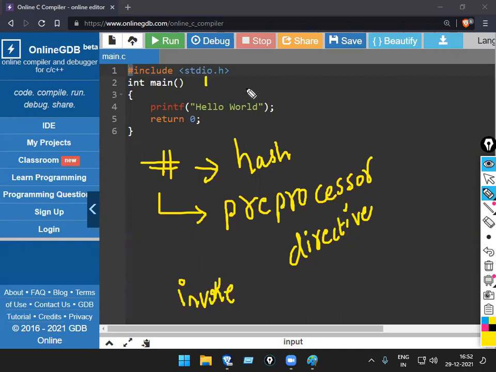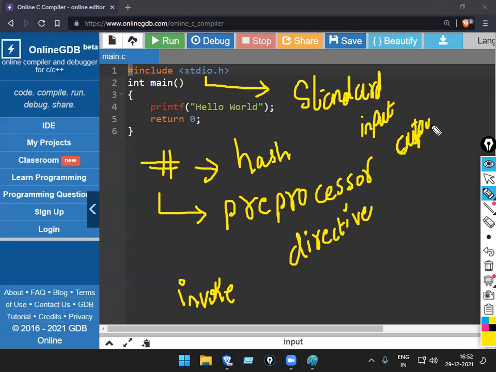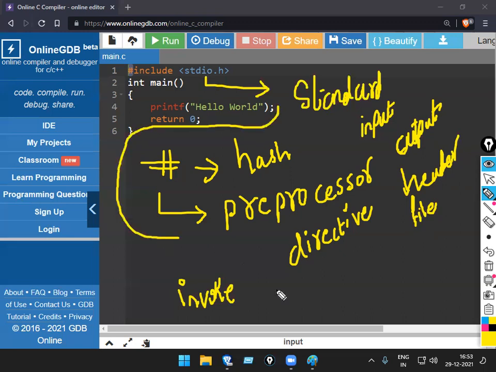Then what is the full form of stdio.h? Standard input output header file. Then compulsorily I have to use what here? Printf. I can't use print. But before going there, each and every statement in the C language must end with what? Semicolon. Okay, this first point is clear first of all. Okay, just one minute.